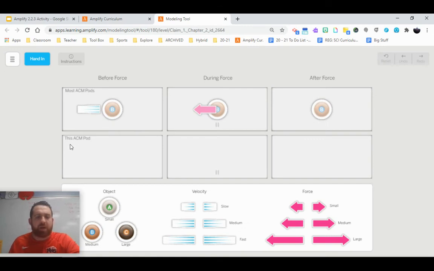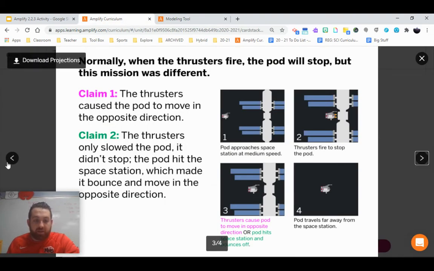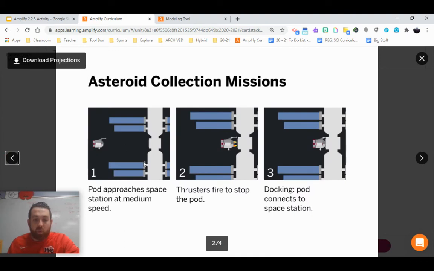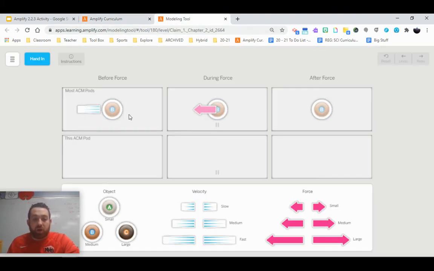We're going to be hopping back into our modeling tool here. And if you notice, there's a few things we've got to take into consideration as we build our model. We have our first row here that represents what most space pods should have done. So this first row represents what should have happened. What should have happened is that specific amount of velocity, we applied that specific force, and then it should have stopped and docked.